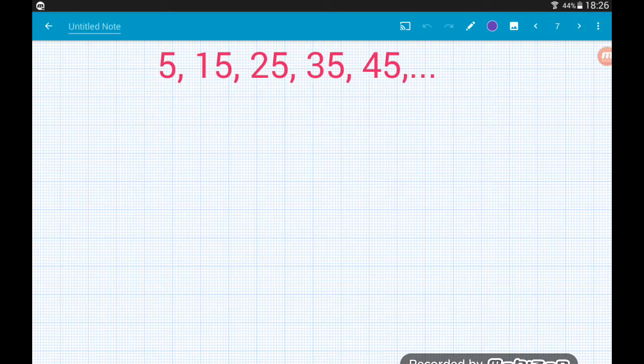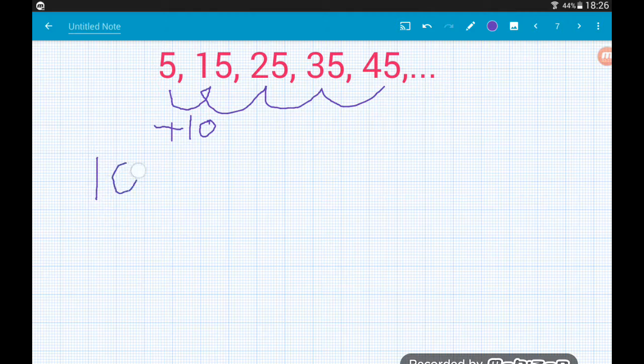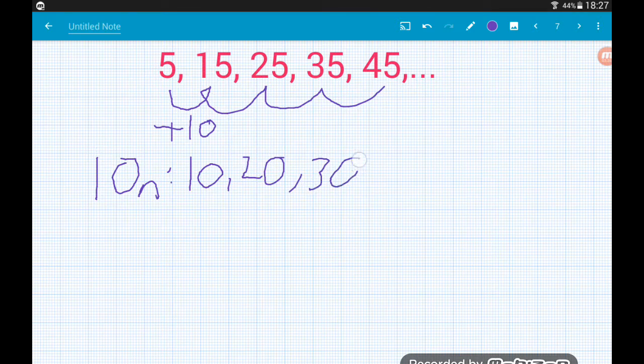Okay, 5, 15, 25, 35, 45. We want to find the nth term again. So we're getting from term to term by adding 10. So that means our sequence is something to do with 10n. So if we write out the sequence 10n, 10 times 1 is 10, 10 times 2 is 20, 10 times 3, 30, 10 times 4, 40, and 10 times 5, 50. Don't forget the dot dot dot.